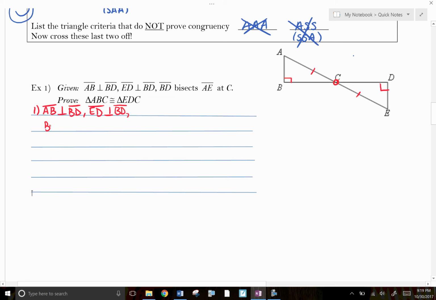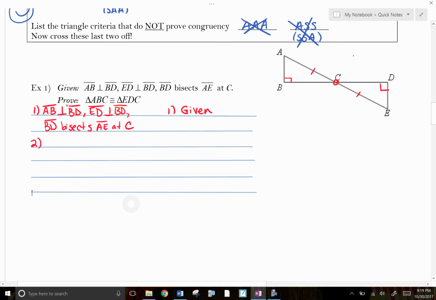And BD. Somebody asked me once, do you have to put these on one line? Can you put it on 3 lines? Honestly, the rule is however many lines it takes you to write it out. There is no rule for it. As long as they all have a reason of given, you can write it on as many lines as you want. All right, so I got my perpendicularity and my bisector. That was given. Okay, 2.